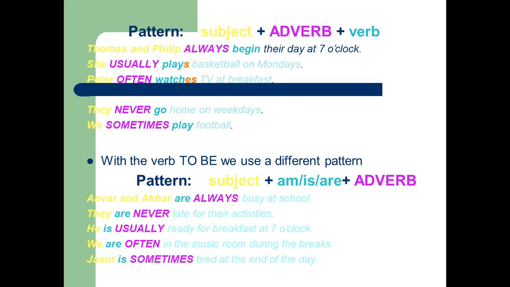They are never late for their activities. Ular hech qachon mashg'ulotlarga kech qolishmaydi. He is usually ready for breakfast at 7 o'clock. U har doim 7 da nonushta uchun tayyor bo'ladi. We are often in the music room during the breaks. Biz tanaffuslar davomida tez-tez musiqa xonasida bo'lamiz. Jasur is sometimes tired at the end of the day. Ba'zan kunning oxirida Jasur charchab qoladi.